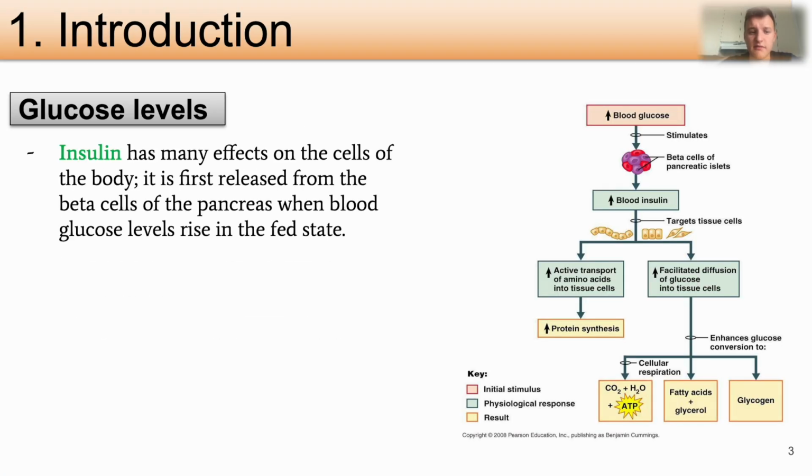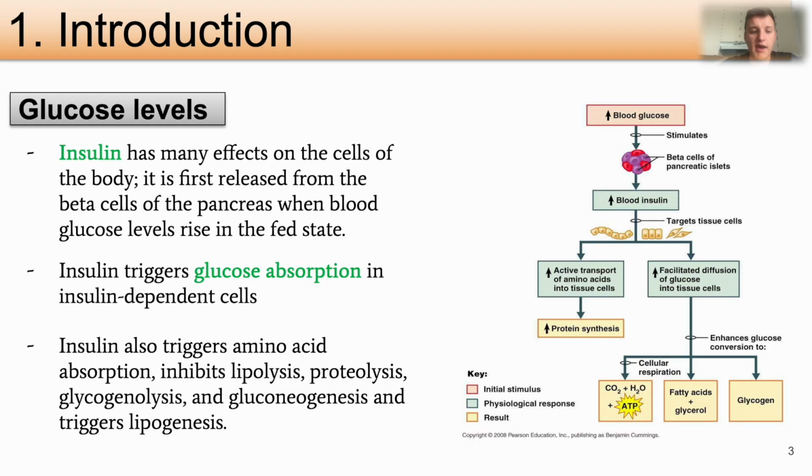So let's start with glucose levels, right? We know that insulin has many effects on the cells of the body. It's first released from the beta cells of the pancreas, right? We know that glucose stimulates beta cells to release insulin. And so when blood glucose rises, then we release a lot more of this insulin. And we know that insulin triggers glucose absorption in insulin dependent cells, right? So we have more absorption of the glucose in those cells that depend on insulin.